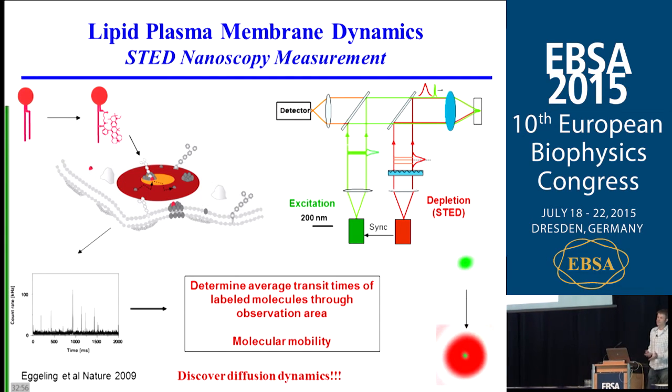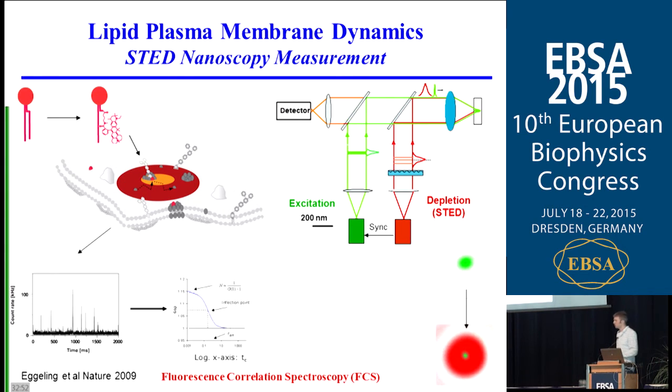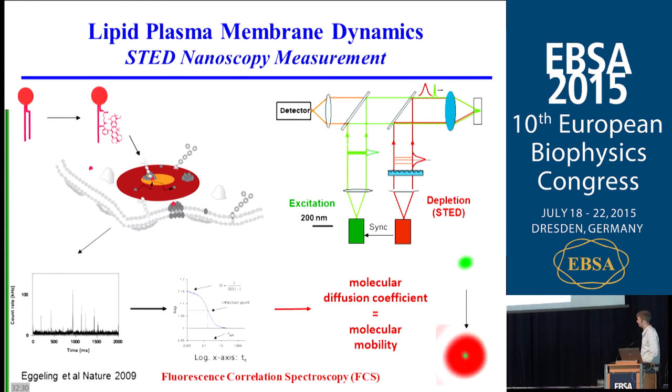Now there's a very nice technique with which you can do exactly this. It's fluorescence correlation spectroscopy. So what you do is you correlate this fluctuating time signal, and you end up with a decaying curve where the decay time represents the characteristic time for the process that is causing the fluctuations. In our case, it's diffusion. So the inflection point is basically the average transit time of the molecules through our observation spot. From that, we can determine molecular diffusion coefficients and thereby molecular mobilities.